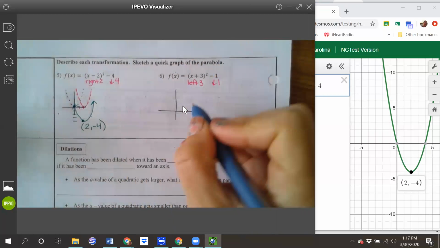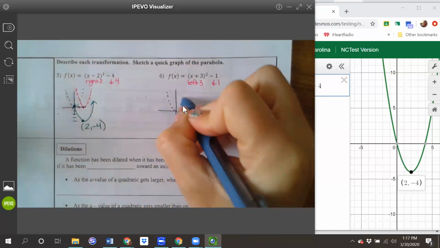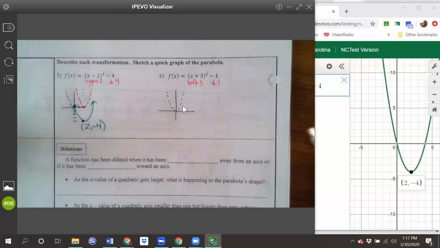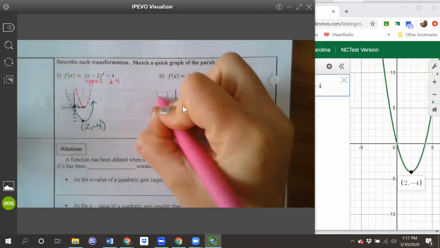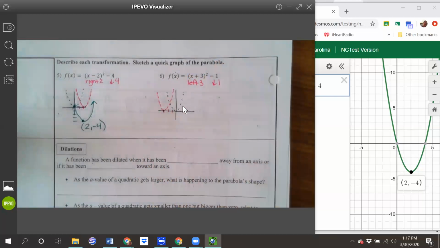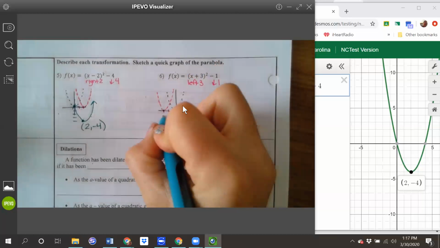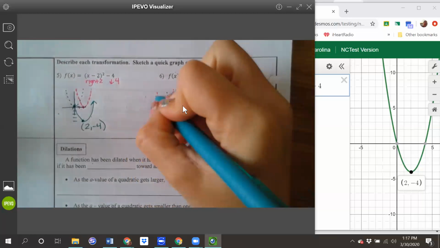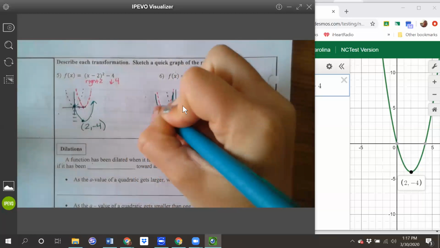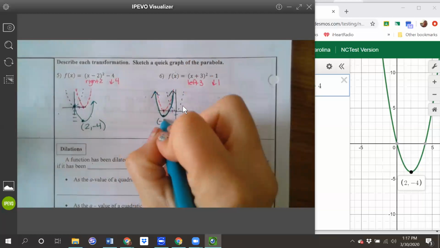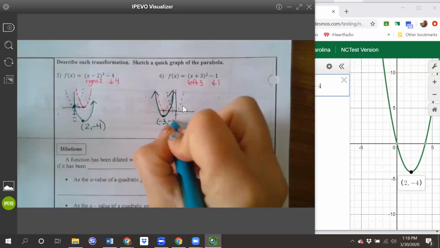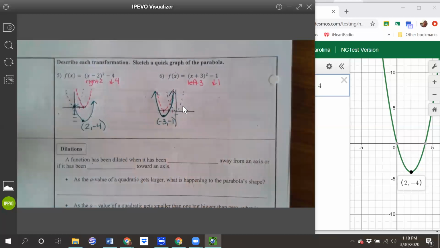So let me do a quick sketch. The parent goes through 0, 0. I'm going to take it to the left 3 units. So that would be 1, 2, 3. So now it's kind of looking like that. And then my final graph is going to get moved down 1 unit. So now my final parabola is looking like that, with a vertex at -3, because I went to the left 3, comma, -1, because I went down 1.